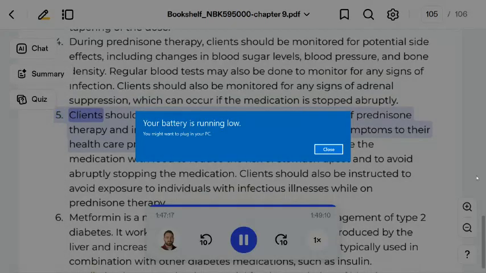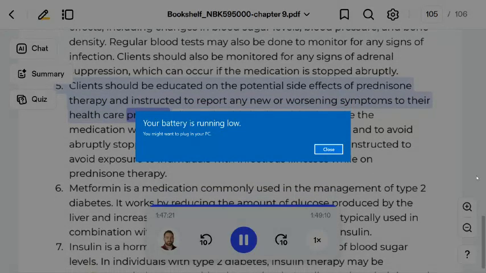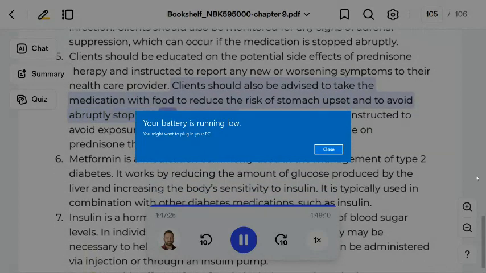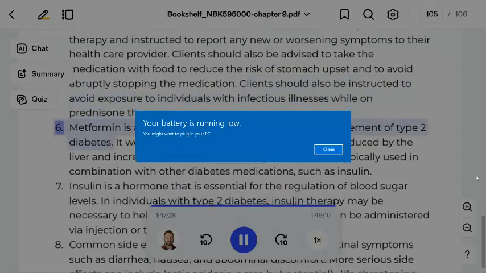5. Clients should be educated on the potential side effects of prednisone therapy and instructed to report any new or worsening symptoms to their healthcare provider. Clients should also be advised to take the medication with food to reduce the risk of stomach upset and to avoid abruptly stopping the medication. Clients should also be instructed to avoid exposure to individuals with infectious illnesses while on prednisone therapy.